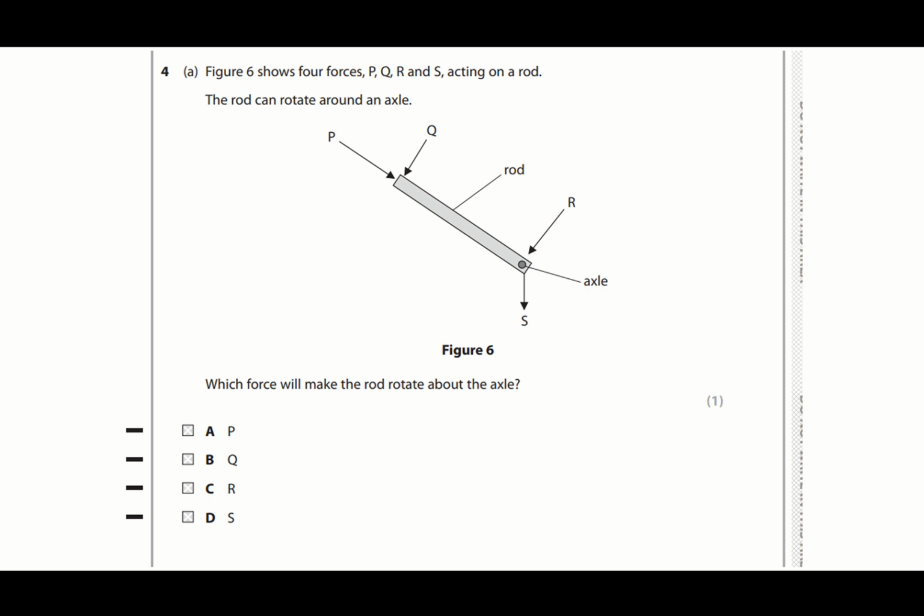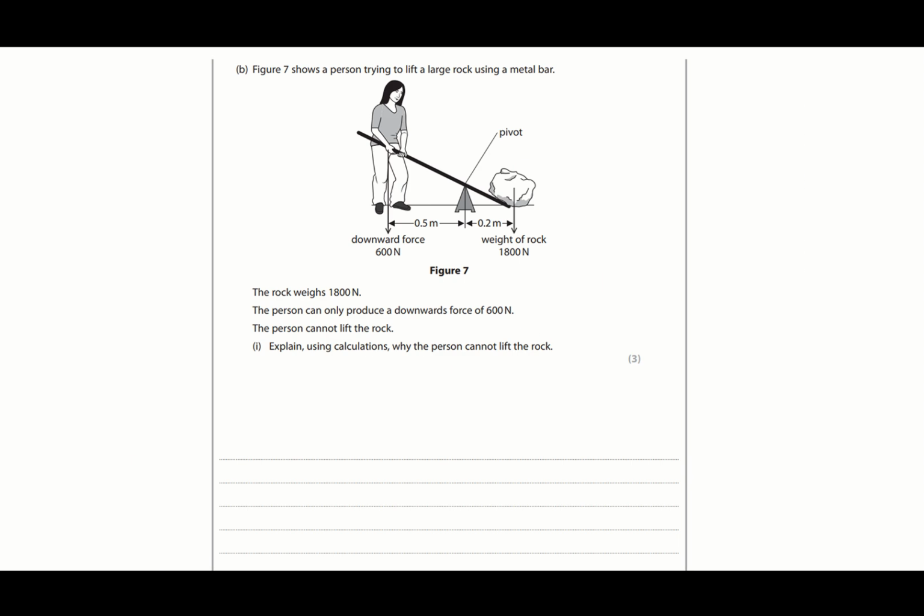Okay, question 4. Figure 6 shows 4 forces, P, Q, R, and S, acting on a rod. The rod can rotate around the axle, so here is the pivot. The crucial thing is we're looking for turning moments. If I put a force on the pivot, it's going to be pointless. If I push it along the axle, that's not going to work. There we go, that will give me a turning moment. So the answer is B, letter Q. On to the next one.